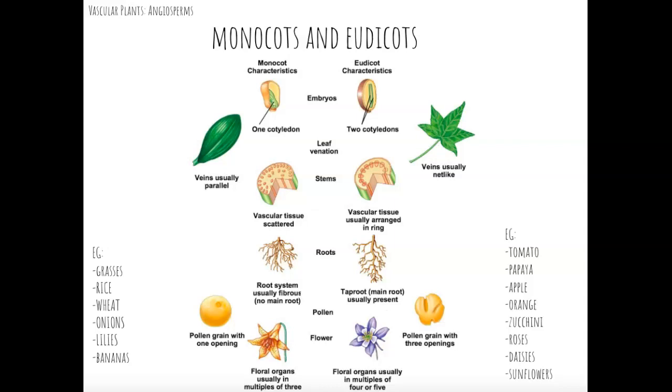The veins in the leaves of a eudicot are usually net-like instead of parallel. And then the embryo of a eudicot has 2 cotyledons, meaning it has 2 embryonic leaves surrounded by an endosperm. In the stems of a eudicot, the vascular tissue is arranged in a ring, and the root usually has one main root called a taproot that has a bunch of small branching roots off of it.